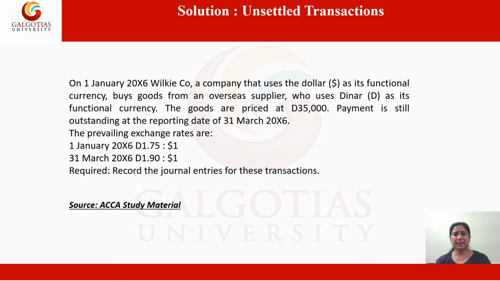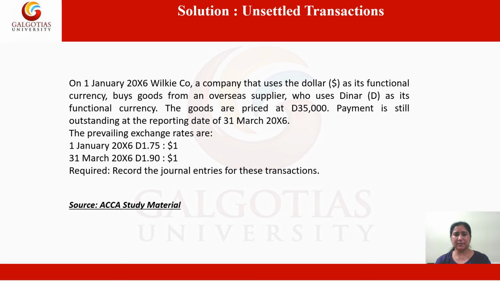Here is another example taken from ACCA study material to clarify the accounting treatment related to unsettled transactions. On 1st January 2016, company, a company that uses dollar as its functional currency, buys goods from an overseas supplier who uses dinar as its functional currency. The goods are priced at dinar 35,000. Payment is still outstanding at the reporting date of 31st March 2016.